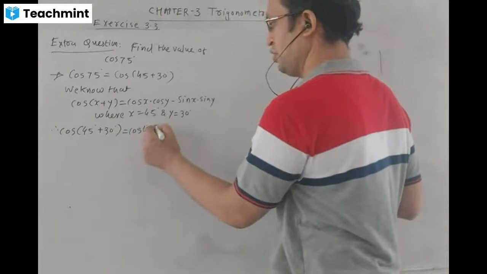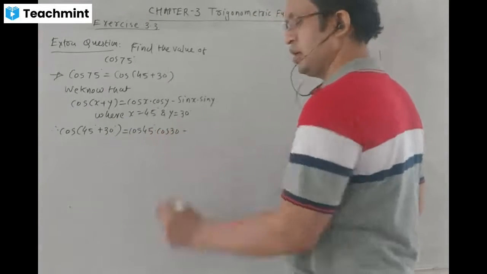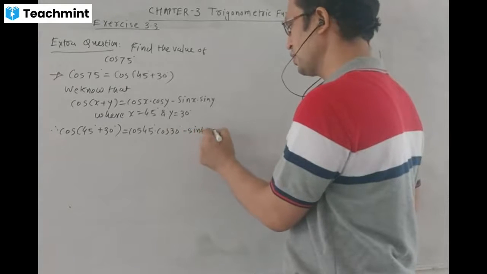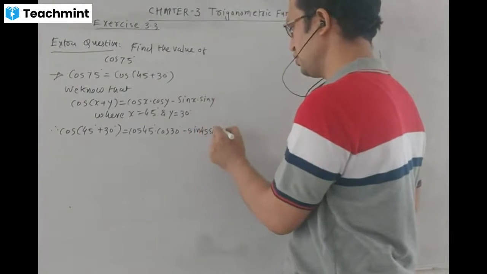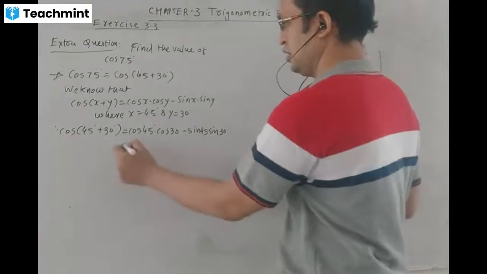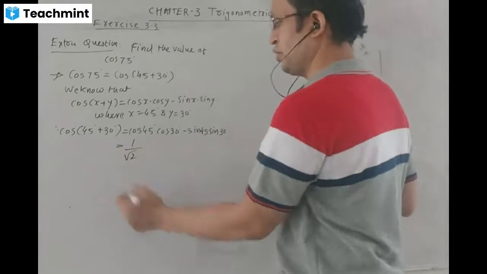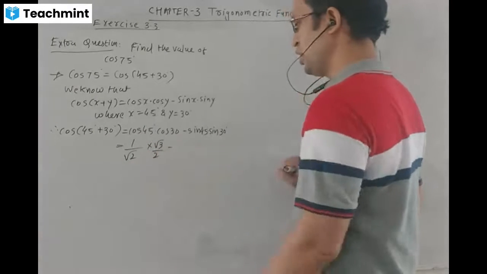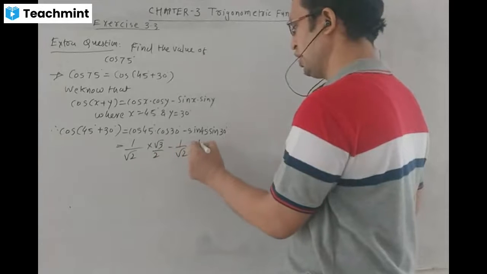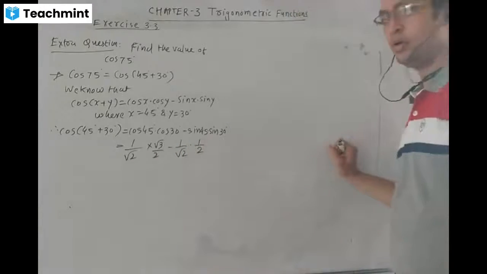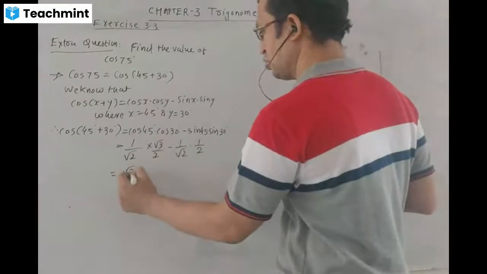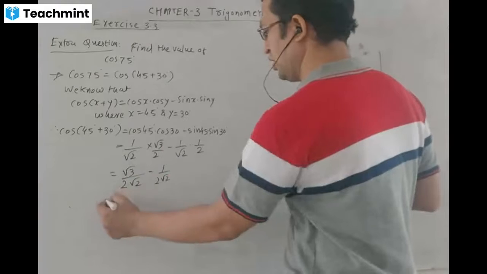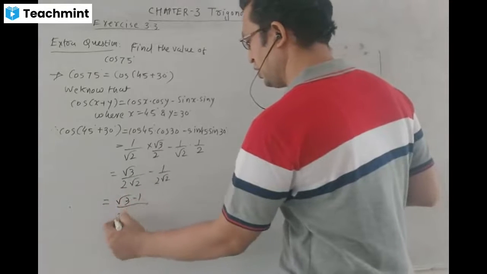Cos 45 into cos 30 minus sin 45 sin 30. Cos 45 value is 1 by root 2. Cos 30 value is root 3 by 2. Sin 45 value is 1 by root 2 and sin 30 value is 1 by 2. The multiplication of numerators gives root 3 upon 2 root 2, minus 1 upon 2 root 2. Both denominators are the same, so we subtract the numerators.